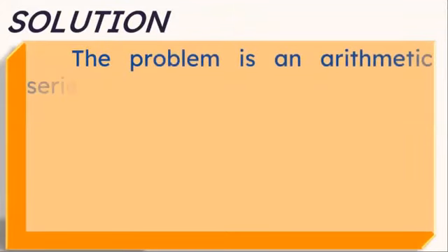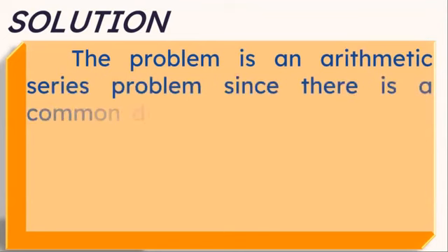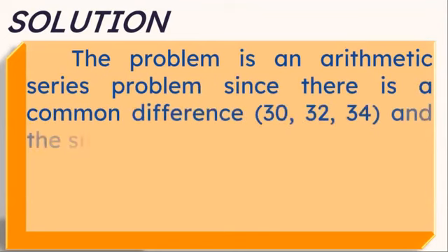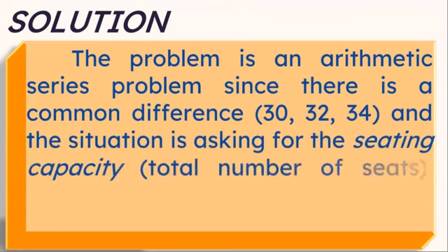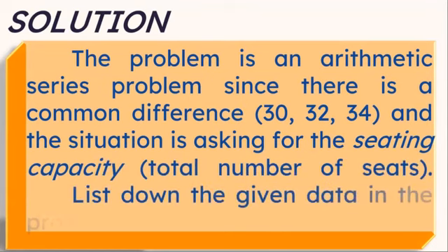For step number 1, we are going to identify what kind of problem the given is. The problem is an arithmetic series problem since there is a common difference. How did we identify the common difference? The given is 30 in the first row, 32 in the second, then 34 in the third. So we can see that the common difference is 2. And the situation is asking for the seating capacity, or the total number of seats. That's why it is an arithmetic series problem.